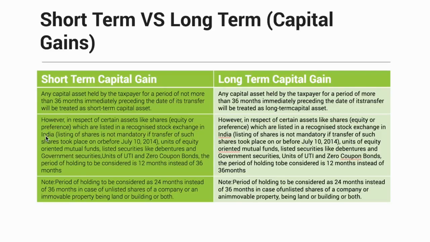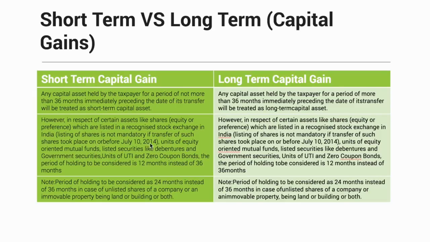For example, if you buy SBI stock from NSE or BSE, and you sell those stocks within a year, so within 12 months, then that would be treated as a short-term capital gain. And suppose you sell those SBI shares after 12 months, then the gains that you got from that sale would be considered a long-term capital gain. So this is the first exception.